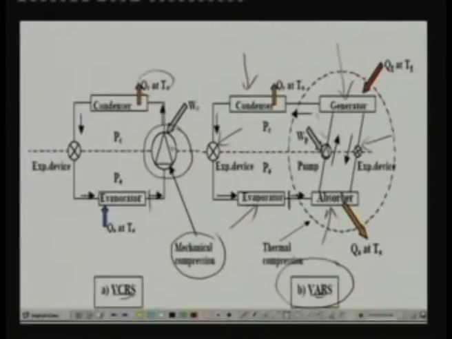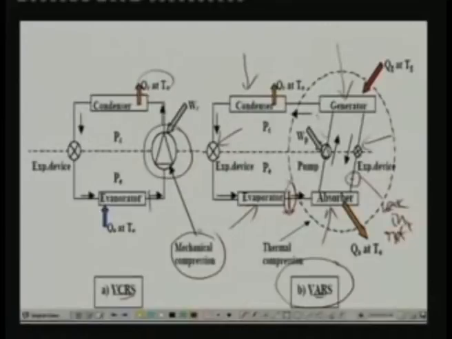Now let me explain the working principle. Let us start again from the point at the outlet of the evaporator. We have low temperature, low pressure vapor at this point. It goes to the absorber. In the absorber, this refrigerant vapor comes in contact with the solution that is coming from the generator, that means this solution which is weak in refrigerant. When this solution is weak in refrigerant, it has the potential to absorb the refrigerant vapor. So, when this refrigerant vapor comes in contact with this weak solution, the vapor gets absorbed.